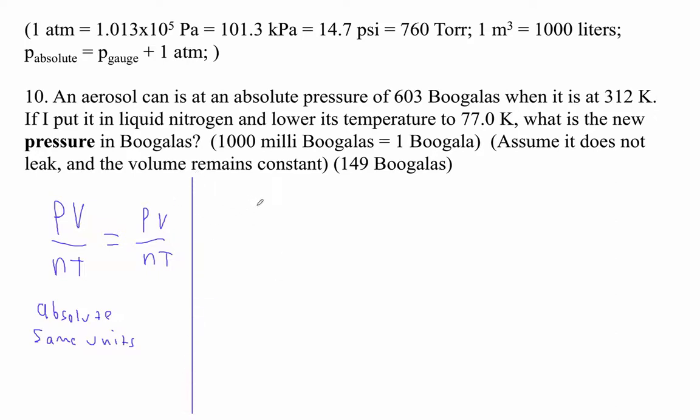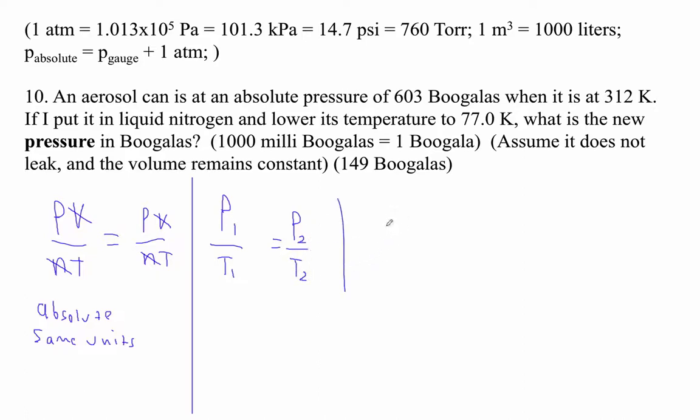All right, so this one only mentions pressure and temperature. So we assume that the volume remains constant. It does say that, right? And it doesn't leak, so N stays constant. If they're constant, they're the same on both sides, so we can divide them out, right? And so now we just have P over T is P over T, right? So P1 over T1 is P2 over T2.